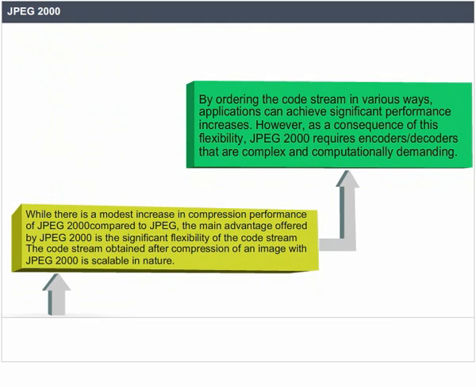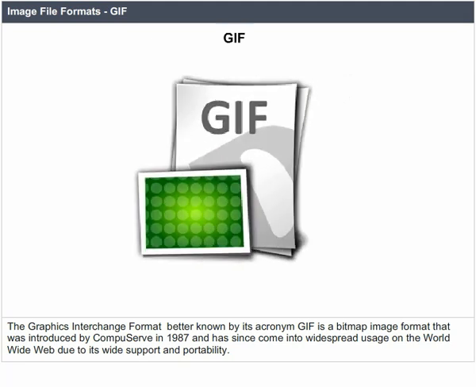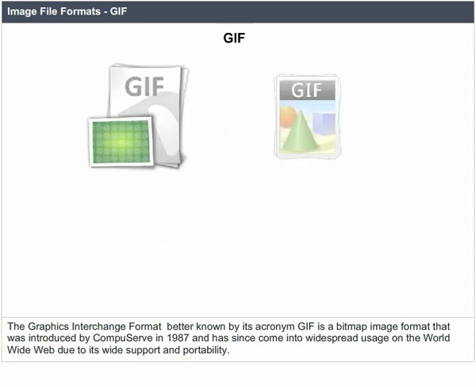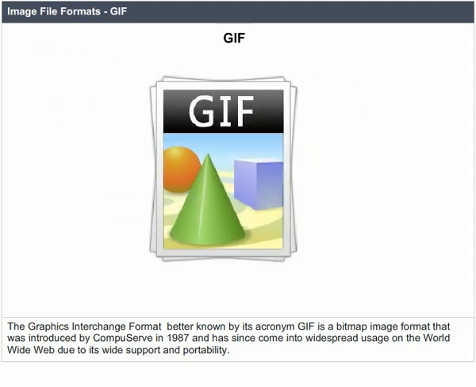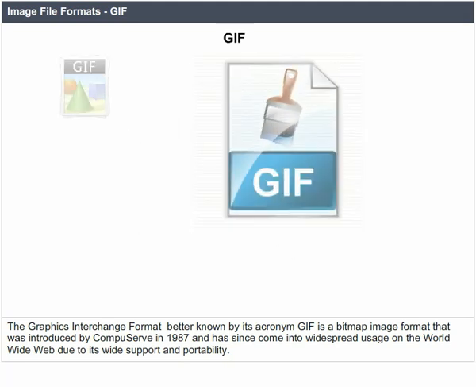Image file formats, GIF. The Graphics Interchange Format, better known by its acronym GIF, is a bitmap image format that was introduced by CompuServe in 1987 and has since come into widespread usage on the World Wide Web due to its wide support and portability.